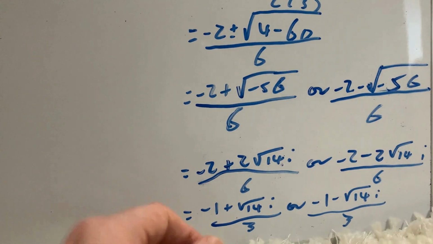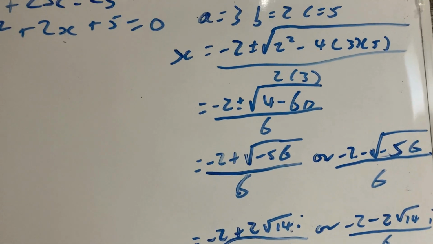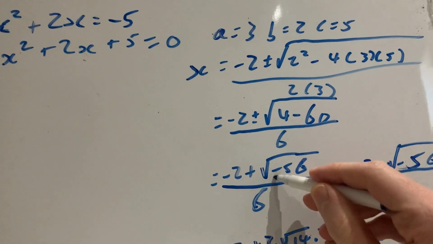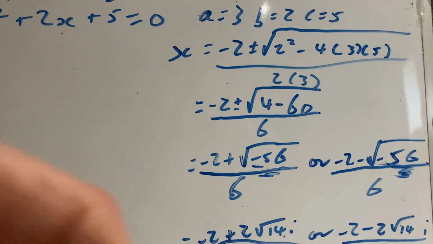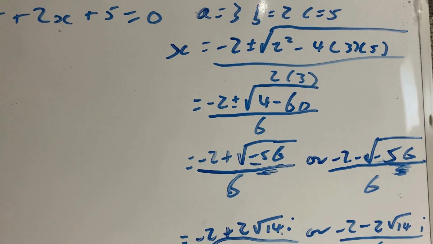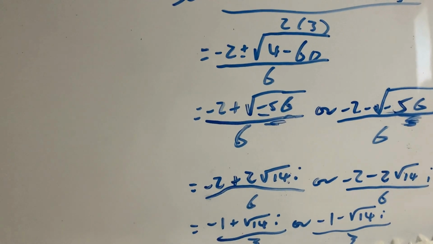But if you haven't studied them, then you can just write up here. We can see that we've got a negative in the square root here. So we can just say that there are no real solutions. That's quite important that we say there are no real solutions, because there are solutions, they're just imaginary.